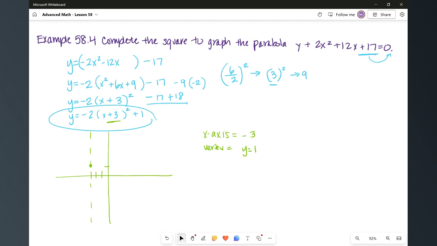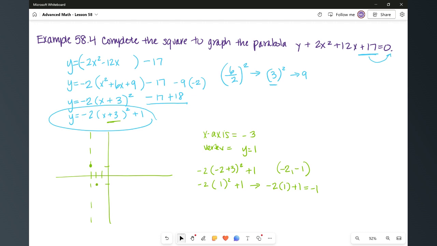I'm actually going to choose to use -2 to start with. So I'm going to have -2 times (-2 plus 3) squared plus 1. Inside, I'm going to have 1 squared plus 1. And that's going to give me -2 times 1 plus 1. -2 plus 1 equals -1. So this point is going to be (-2, -1). So when I graph that (-2, -1), here we go.